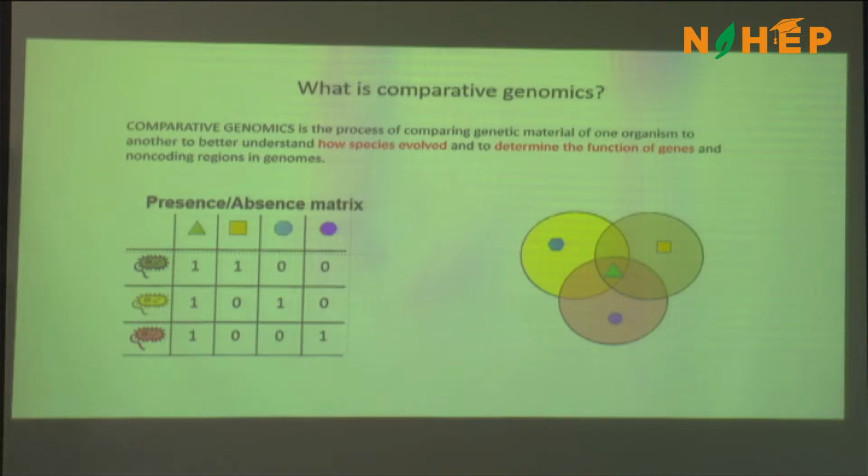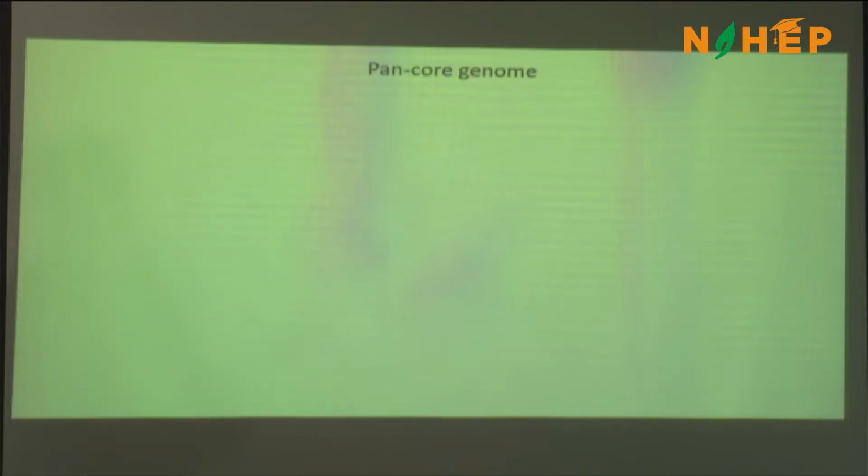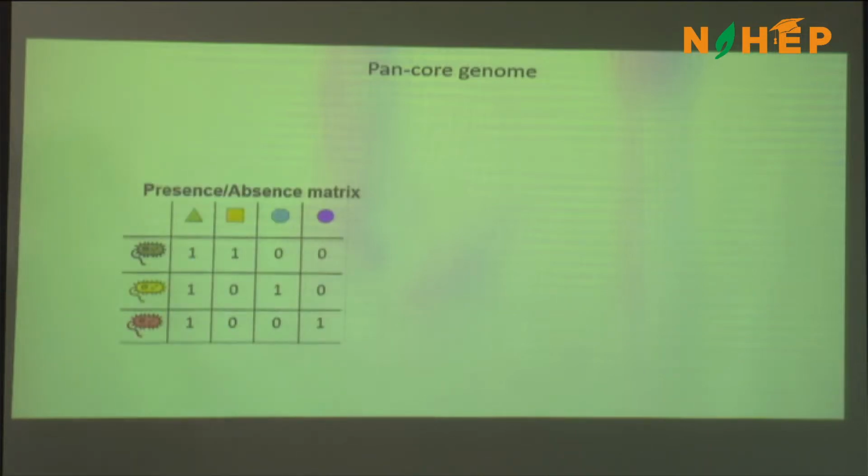So now, after this, I want to introduce the concept of pan-core genome. You got already some ideas from Victor's lecture, but we are going to see it more visually now. So we have the same present-absent matrix here, but now our shapes are genes. Genes are the most common genetic feature that you are going to compare when you are doing comparative genomics. So imagine that we have the same Venn diagram. These plots are called Venn diagrams.